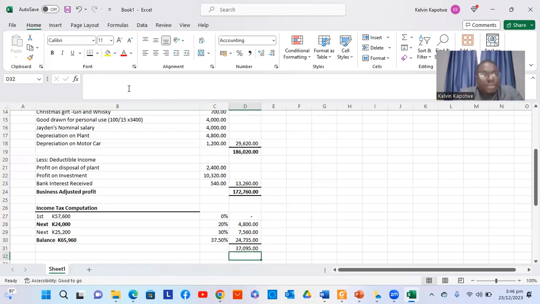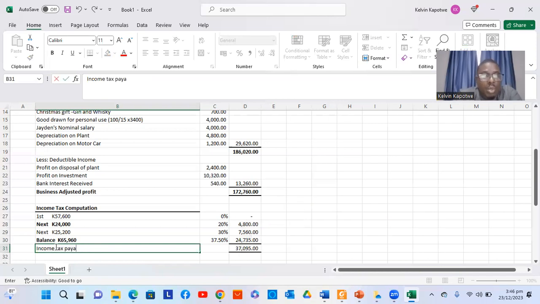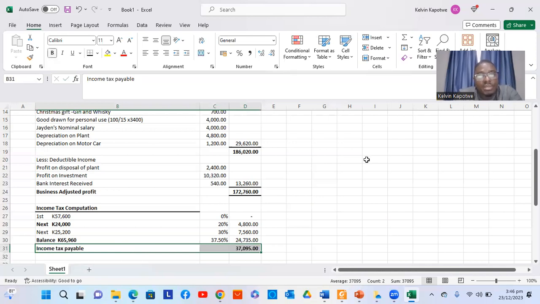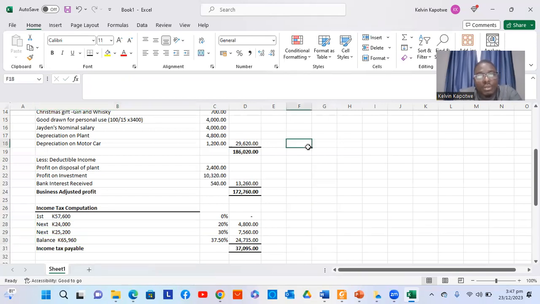So we are saying the income tax payable, income tax payable by Jaden is this. We can make this a bold figure. This one and this one should not be in bold. So that is how an accountant must print this information.